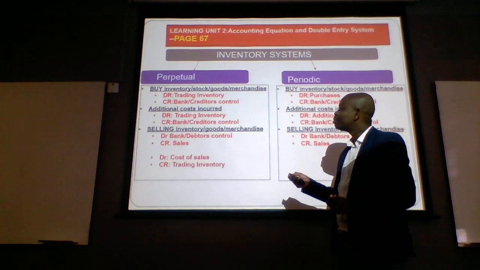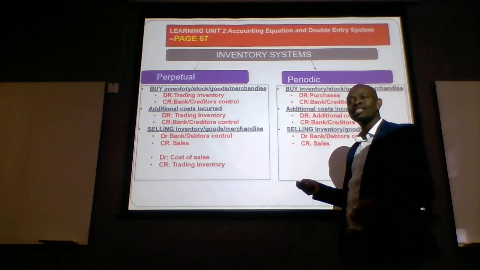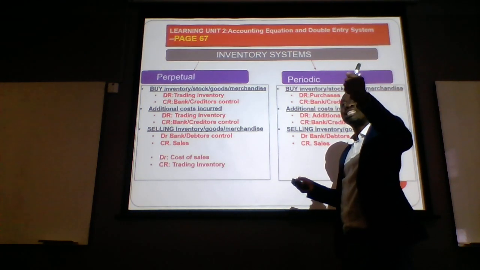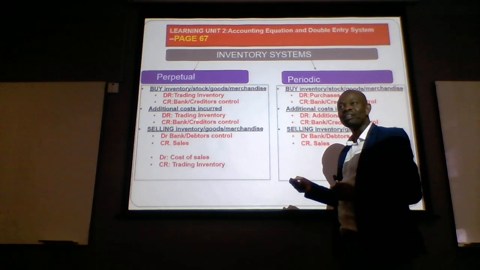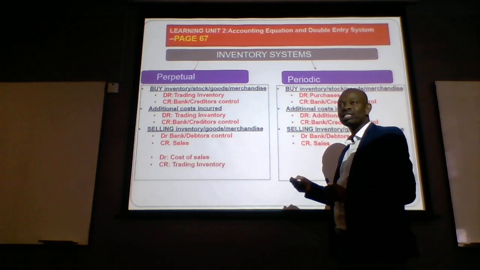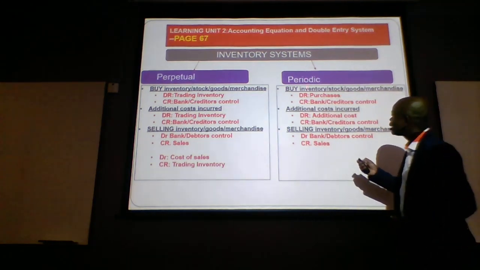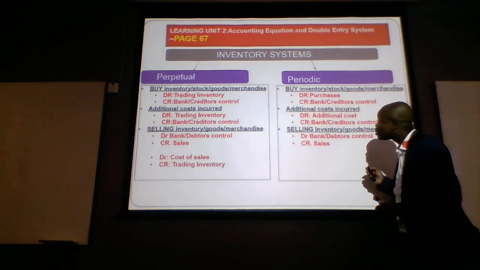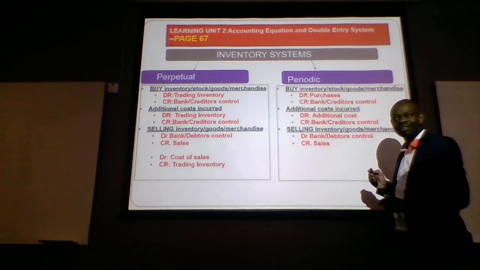But when you record them, for example, let's say you get transport cost. You can't record transport cost here. That cost is absorbed by what? Trading inventory. So you just have to say trading inventory instead of what? Transport. But under periodic, you must be specific for that cost. If it's a transport cost, you must write transport here. Can you see the difference?